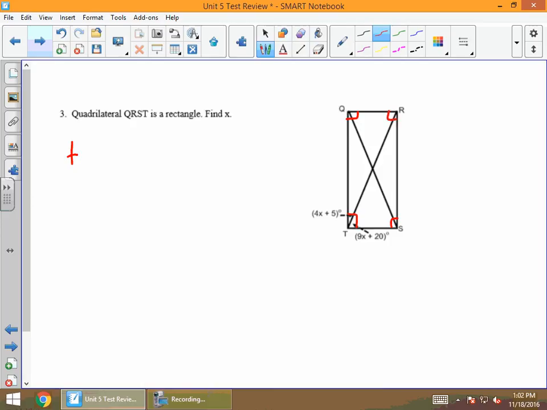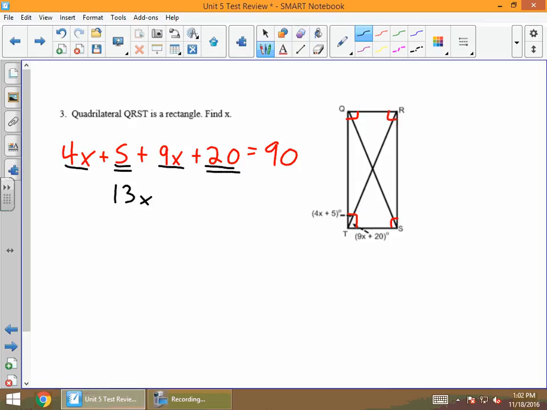So yes, I will add these up. 4x plus 5 plus 9x plus 20 does equal 90. Now, again, it looks like it's drawn out, very complicated. It is not, because we know the next step will always be combining these like terms. So, 4x and 9x give me 13x. 5 and 20 gives me 25. Still equals 90. Nice two-step equation.